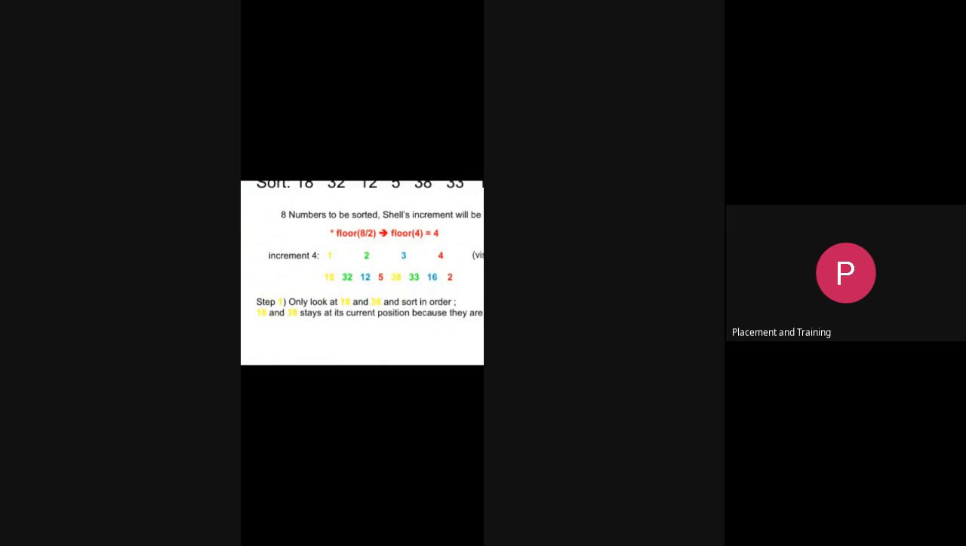So let me take this example: 18, 32, 12, 5, 38, 33, 16, and 2. My n value here is going to be 8. So 8 divided by 2 is going to be 4, and the floor of 4 is 4 only. So I'm going to take every fourth digit. I hope my screen is visible. So I'm taking my 18. What is every fourth digit? 18, and then I compare 1, 2, 3, 4, 18. Then I take the fourth digit after that, so 5.